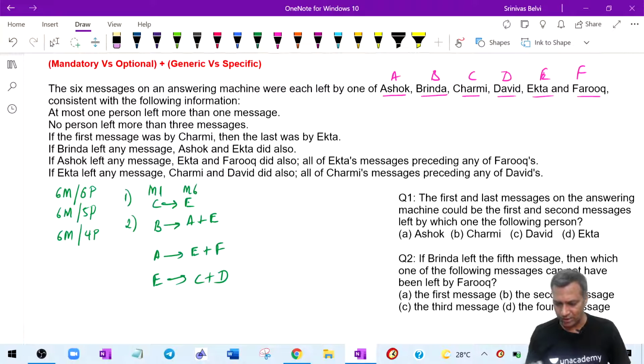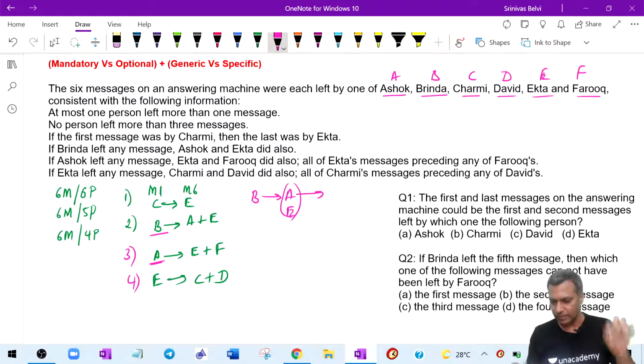Now look at this. Let's look at these statements 2, 3, and 4. Let me explain the second one. B. If B sends a message, A and E also sends a message. The moment A sends a message, it triggers. A sends a message, E and F also sends a message. Alright, yeah. Then E sends a message.